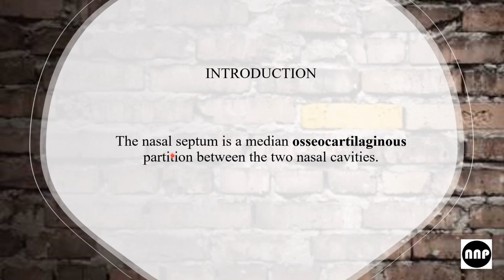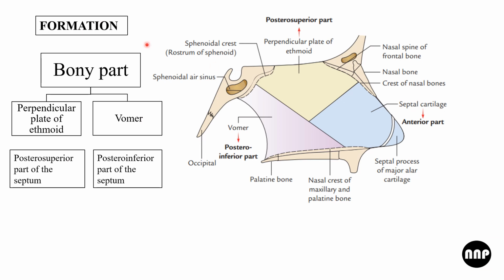Introduction. The nasal septum is a median osteocartilaginous partition between the two nasal cavities. What does osteocartilaginous mean? Osteo means bony part and cartilaginous means cartilaginous part. So we have both bone and cartilage forming the nasal septum. Let's talk about the formation of nasal septum.